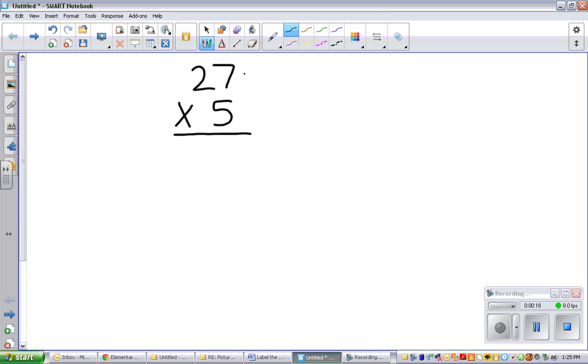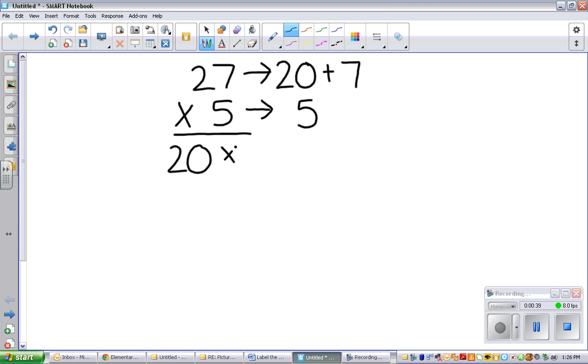To solve that problem, we'll first look at 27 and decompose it into its two parts of 20 plus 7. Looking at the 5, it's only a one-digit number in the ones place value, so we know it means just a 5. Now we'll multiply each of the values on the top by each number on the bottom. We'll begin with 20 times 5, which equals 100.